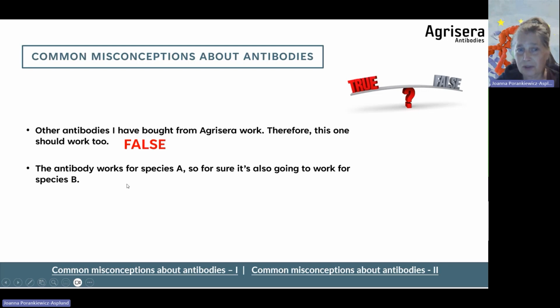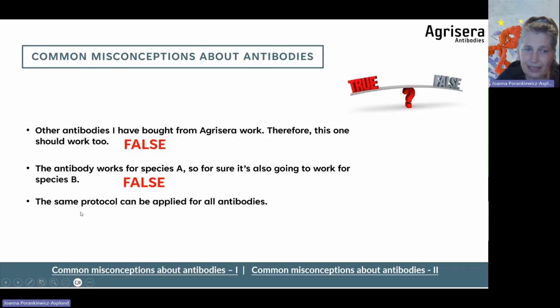The antibody works for species A, so for sure it's also going to work for species B. As you saw, antibodies are made to specific peptides, and they need to be found in the protein you are analyzing. So this is false. One should always check the sequence to which the antibody was made, and whether it's also found in the protein we are analyzing. The same protocol can be applied for all antibodies.